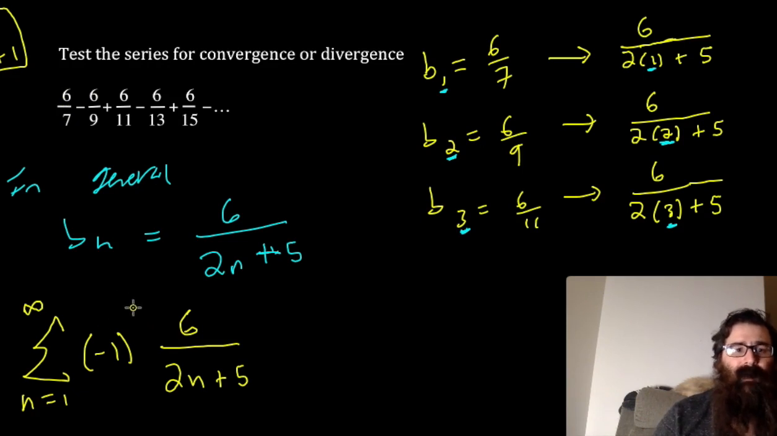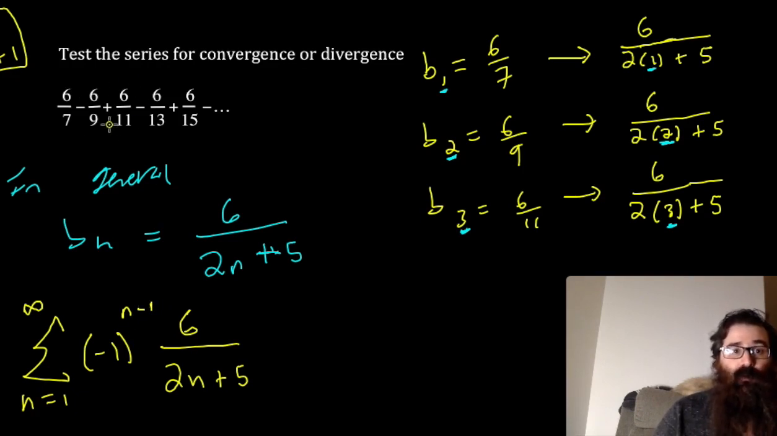Since the first term should be positive, I don't want it to be -1 to the n. This is bad, because when n is 1, I get -1 to the first, which is -1, which is negative. So that means I have to shift it over by 1. You could either do n plus 1, or in this case I would do n minus 1, so that when n is 1, I get -1 to the 1 minus 1, or -1 to the 0, which is positive 1, making that first term positive. And then for the second term, when n is 2, I get -1 to the 2 minus 1, or -1 to the first, which is negative.